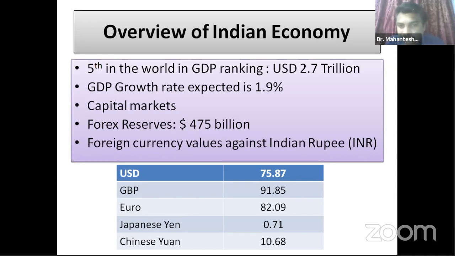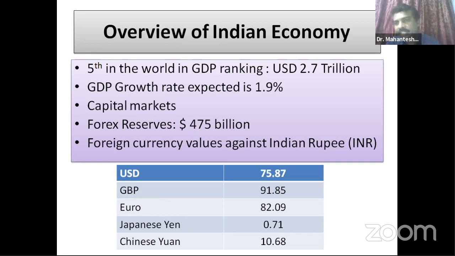Similarly, GBP was trading at around 85 rupees during February 2020, but now in mid May, GBP has increased to 91 rupees. Euro was around 72 to 75. Now the euro has increased to 82 rupees. Japanese yen also has appreciated against the Indian rupee.